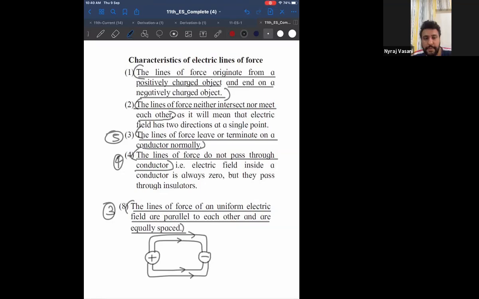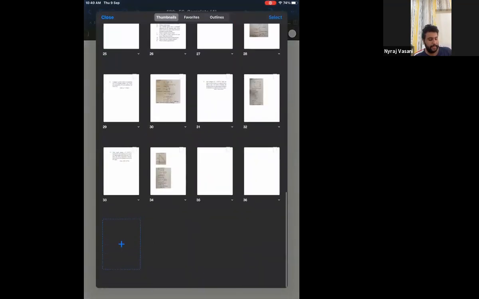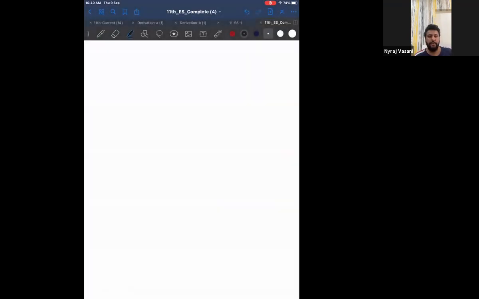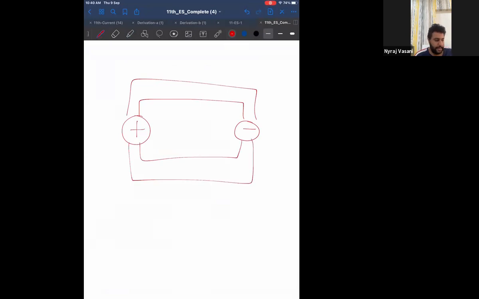Okay, now listen to me. If I ask you what are the characteristics of electric line of force, what you need to do is you need to again look at the screen and we can go one by one. So the first thing that should come to your mind is, let me draw the diagram first. So your diagram should be plus, minus, and I'll just draw a rough diagram for you like this, correct? And in that, like this.